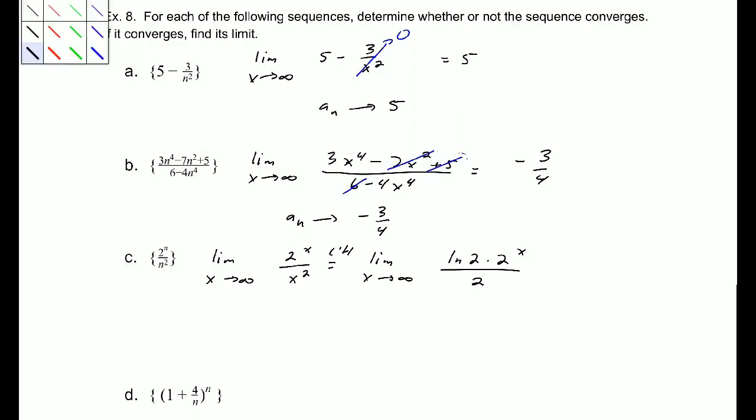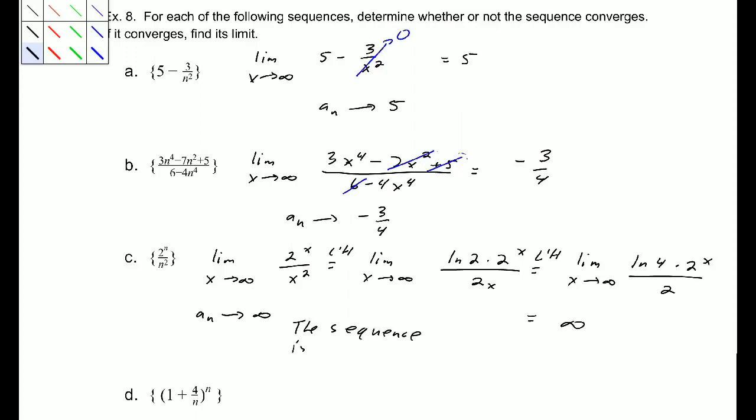Now you can apply these properties with n's in there, because they are a function defined in terms of n. Now, that does not help, so let's apply L'Hopital's rule again. As x goes to infinity, this is the natural log of 4 times 2 to the x over 2, which then goes to infinity, which means we can write that a_n diverges. It goes towards infinity, and the sequence is divergent, or just simply the sequence diverges.